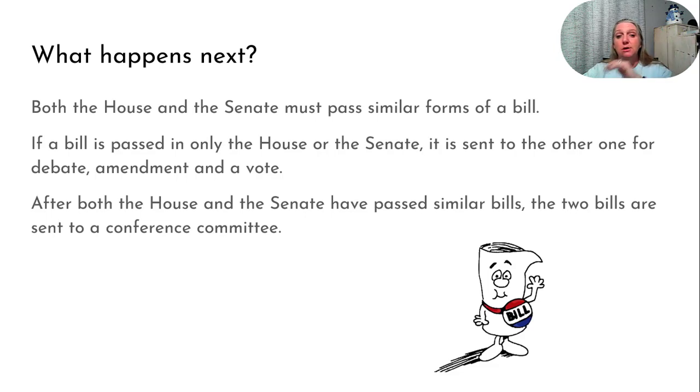It's sent to the other chamber. It goes through the exact same process that we just talked about for that chamber. They debate, they amend, they mark up, and then there's a vote. If both the House and the Senate have passed similar bills, the thing is, they're similar bills, but they are not exactly the same. Therefore, the two bills are sent to a conference committee.